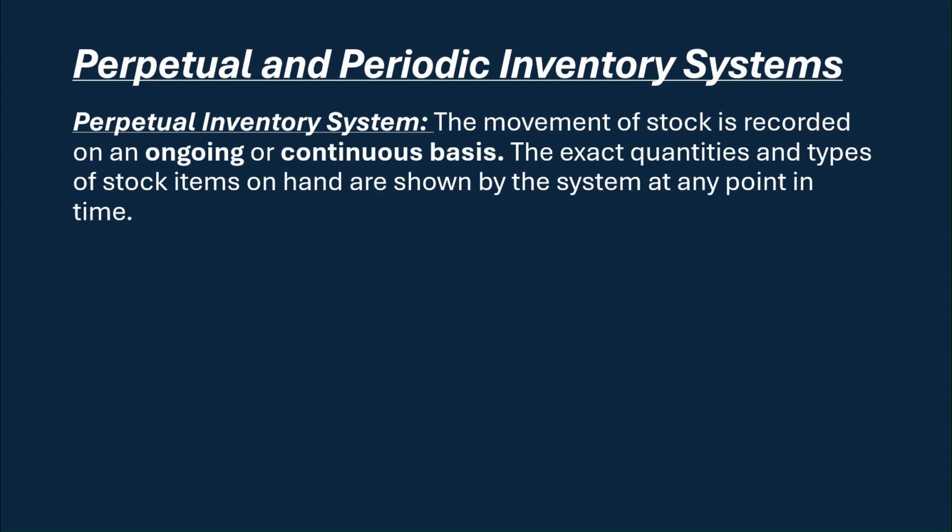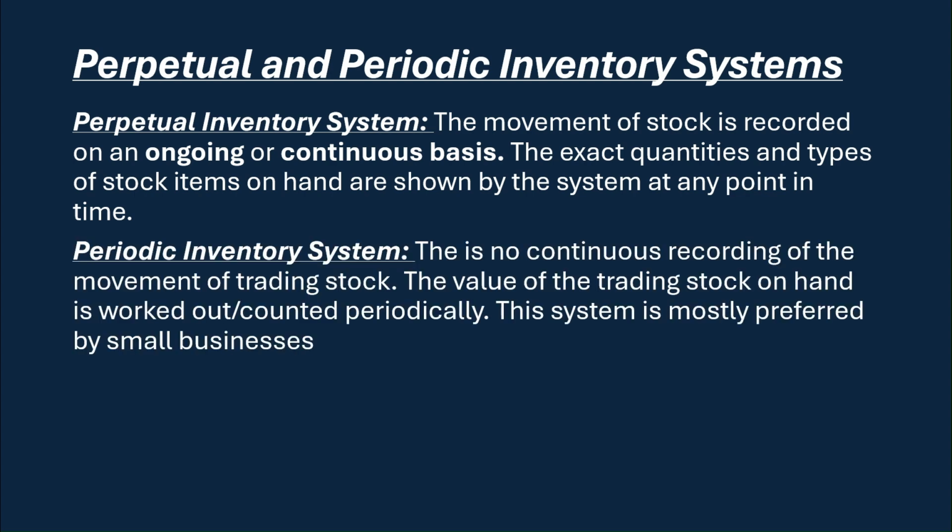They record it basically. Then after that, the exact quantities and types of stock items on hand are shown by the system at any point in time. So obviously with this one, if we know how many stock came in, how many stock we sold, how many stock were returned to the business, we definitely do know how much stock we have in the business, right? Because that way we record everything that happens, so we know the movement of the stock. So at any point, if they were to ask us, hey, how much stock is left? They just check on the system and they're like, oh, we are left with 2,000 units of this and that and that, right?